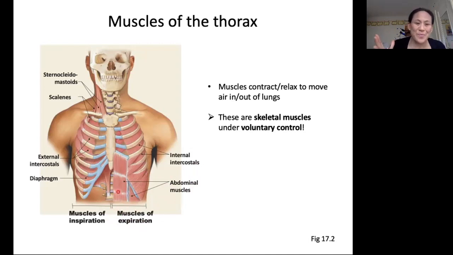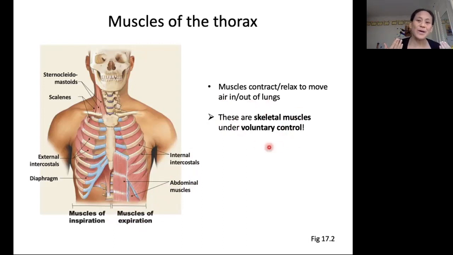I also just want to point out that this is not anatomically accurate. You have both sets of muscles on both sides of your body. Okay. Finally, for this slide, I want to point out that these are skeletal muscles, which means that they are under voluntary control.